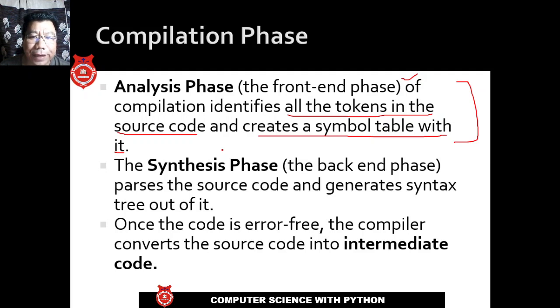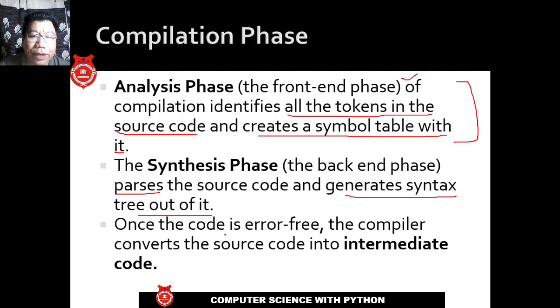In the synthesis phase, the source code, including the symbol table, will be parsed, will be read, and it will generate a syntax tree out of it. The syntax tree will be in the form of branches. For example, your source code will branch depending on the conditions. So it will generate the syntax tree.